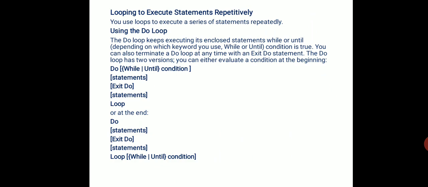The Do loop has 2 versions. You can either evaluate a condition at the beginning: Do, While or Until condition, statements, Exit Do statements, Loop. Or you can use the condition at the end: Do, statements, Exit Do statements, Loop, While or Until condition. You can use either While or Until, and there are 2 versions of the Do statement, using the condition in the beginning or at the end.